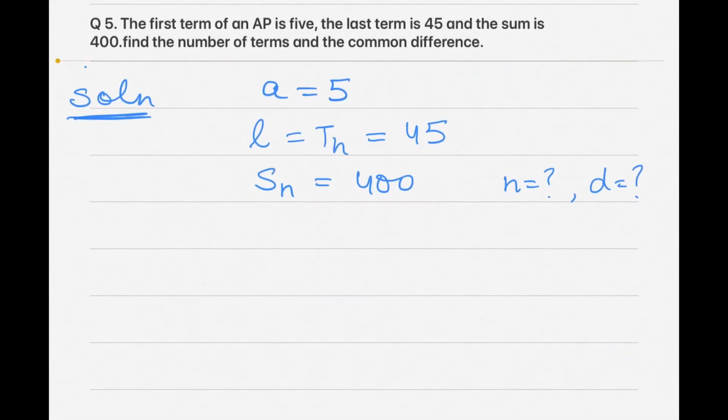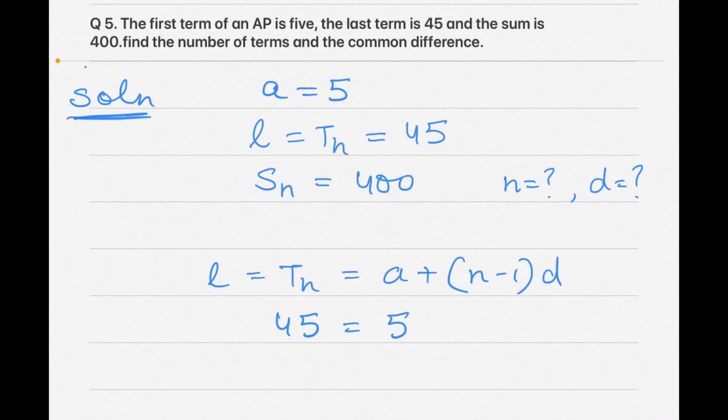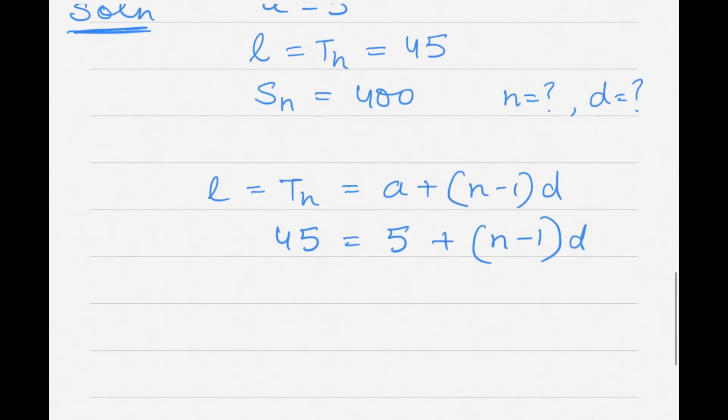Okay, so now let's move. I think we need to apply the Tn formula or the last term formula. So the last term is equal to a plus n minus 1 into d. That's my term formula. So Tn here is 45 and a is 5 plus n, I don't know, and even d I do not know, right? I'll write down like that. So n minus 1 into d is equal to 45 minus 5. So I get 40 here.